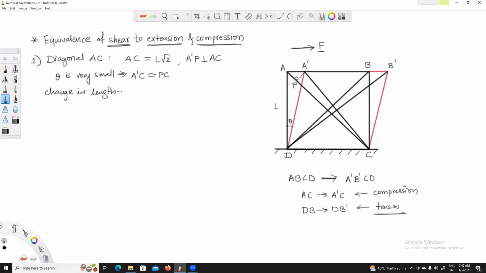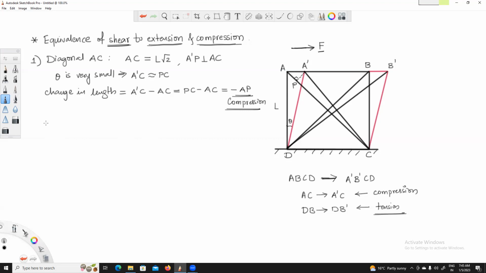The change in length is the final length A dash C minus the initial length AC. So I can replace A dash C by PC, giving PC minus AC, which is nothing but minus AP. And why does this minus sign appear? This minus sign suggests that it is compression. So let me take the magnitude only.